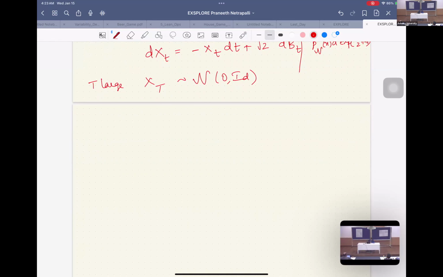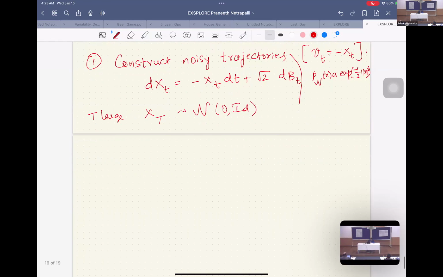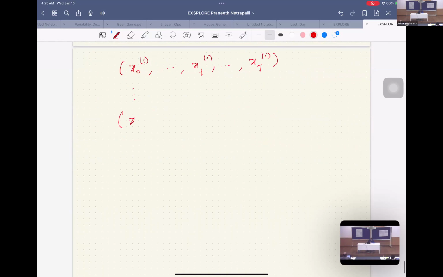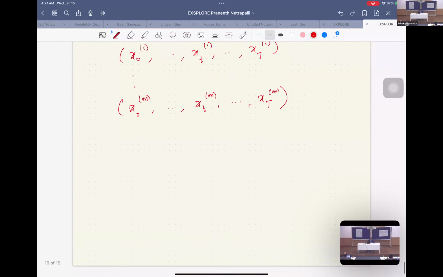Okay. So once we generate these samples, in particular, what do we have? We will do this in discrete time. So we will have x01, xt1, all the way up to some x capital T1, and similarly we will have x0m, xtm, all the way up to x capital Tm. These are the trajectories that we have now after the noising step.